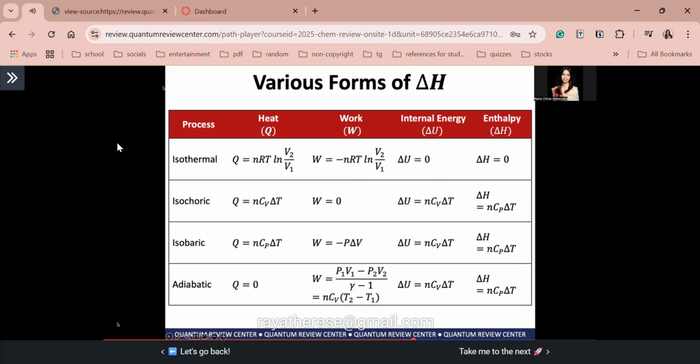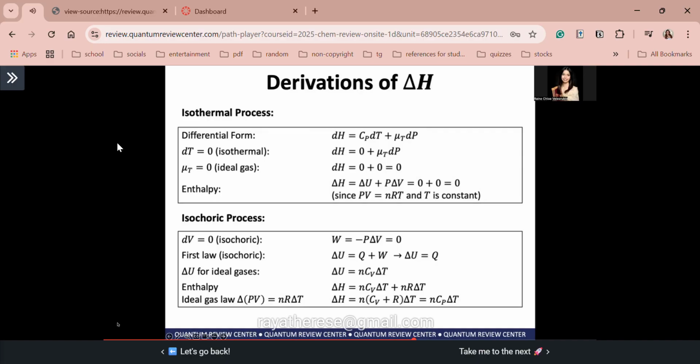But if not, here are some derivations. I will just go through it, guys. For isothermal process, how do we get the enthalpy? So again, this is the differential form. Then again, constant temperature, so 0 plus mu T dP. Then for an ideal gas, mu T is equal to 0. That's why dH is equal to 0. Therefore, enthalpy delta H is equal to 0.